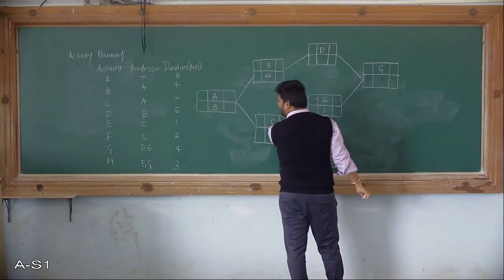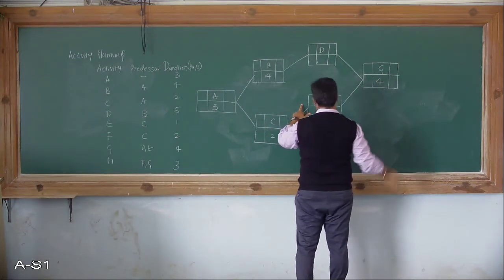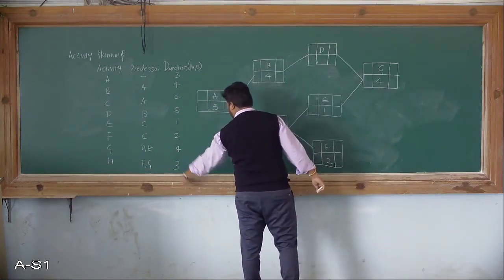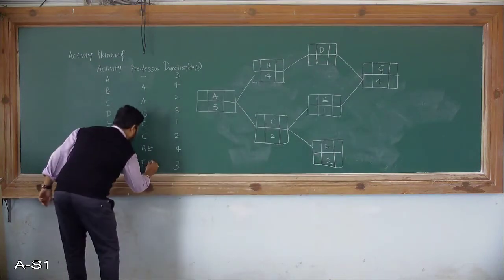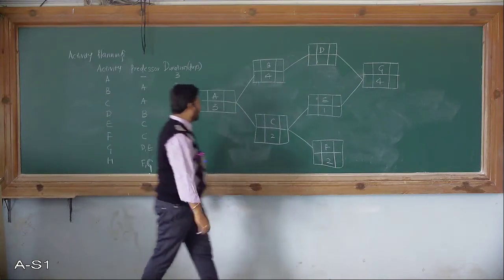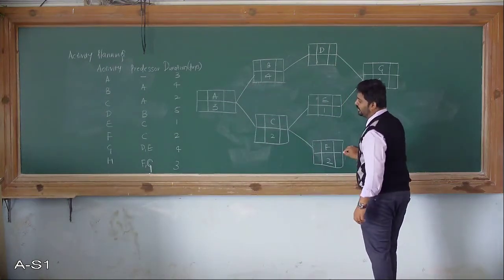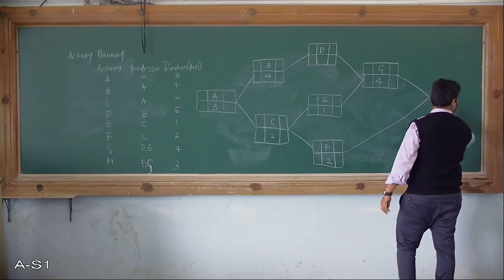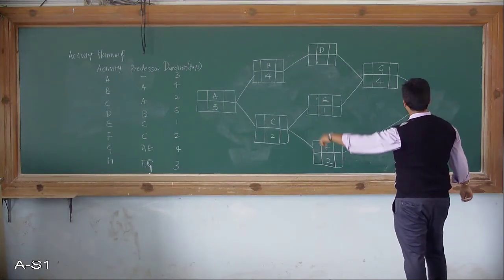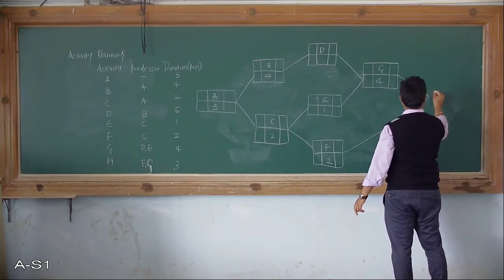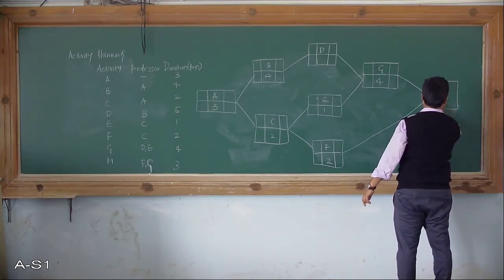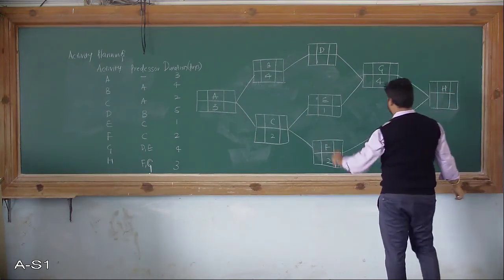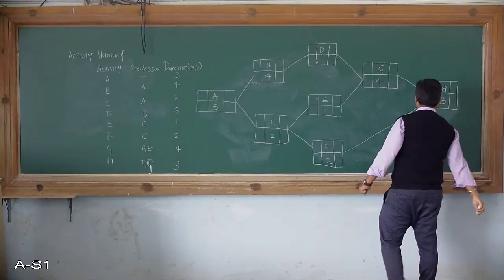And the time duration for activity G is 4. Fine. Then activity H, which is followed by G and F. So this is activity G. You can observe here that activity H is being followed by F and G. F and G followed by H. So this is my activity H. The total duration allocated for that is 3.